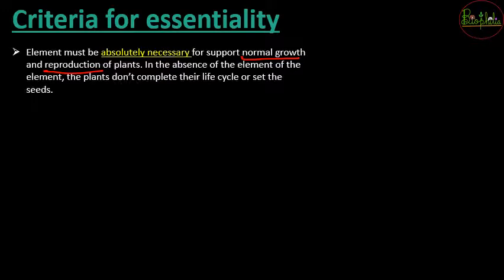The first criterion is that the element should be absolutely necessary. The word absolutely necessary is important because without this particular element the plant cannot support normal growth and reproduction. That means if the life cycle is not completed without this particular element, that is, if it does not produce seeds or does not complete the life cycle, then that element is an essential element. So the first point of the criteria of essentiality is that it is absolutely necessary for normal growth and reproduction.